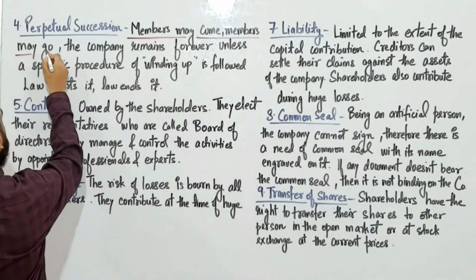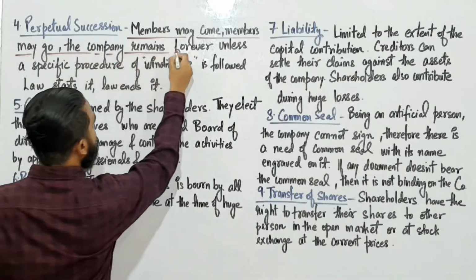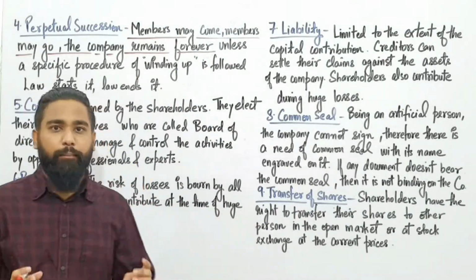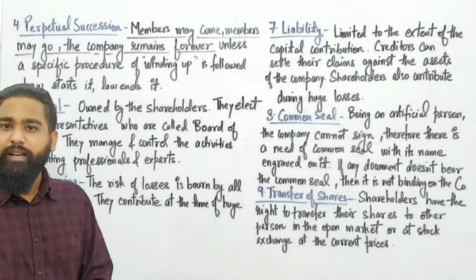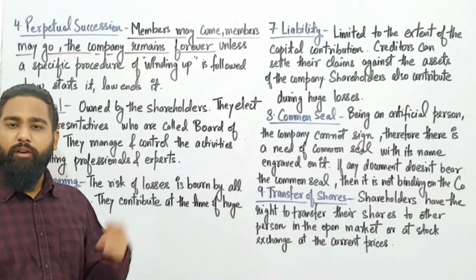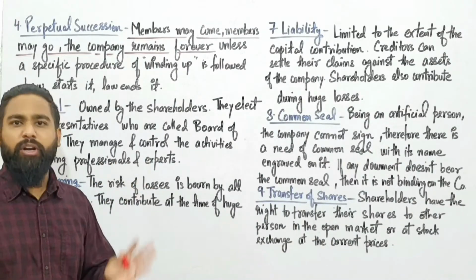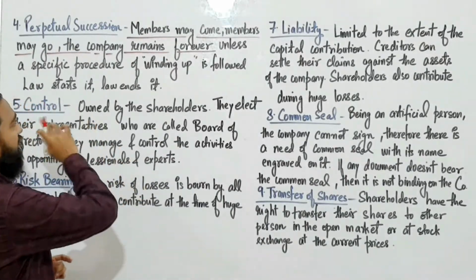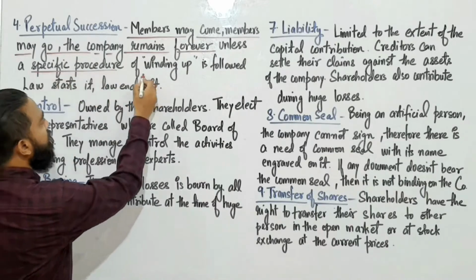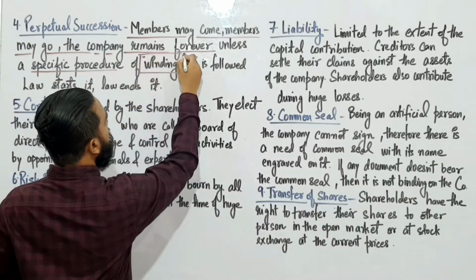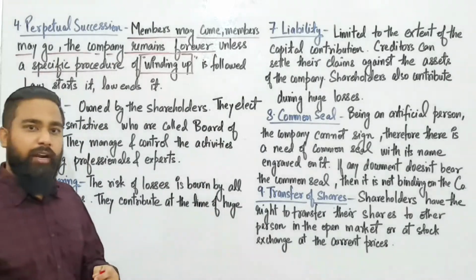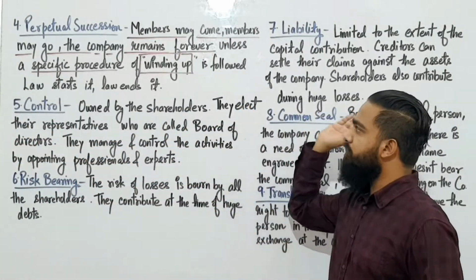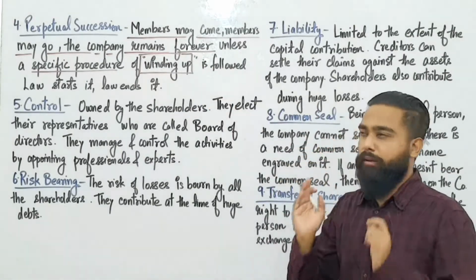No matter how many members come or leave the company, the joint stock company remains forever. It doesn't matter if anyone is leaving or any member has died or whatever else has happened to him, the company will remain forever unless a specific procedure of winding up is filed. Unless and until the company has filed for winding up to end that company, it will remain there.